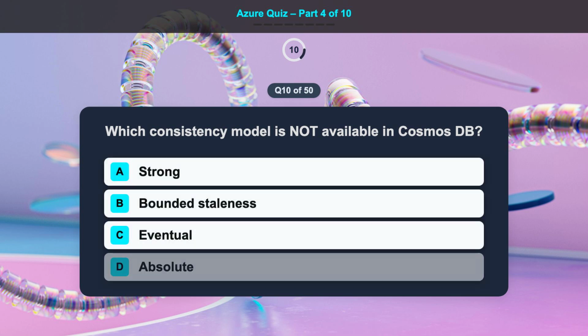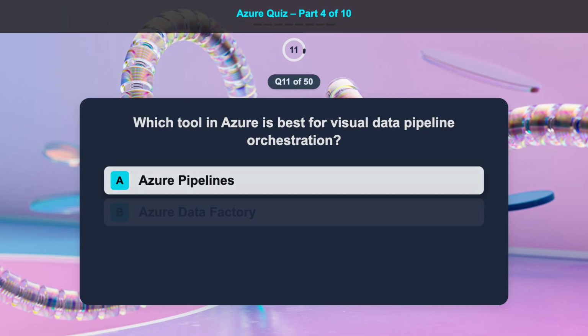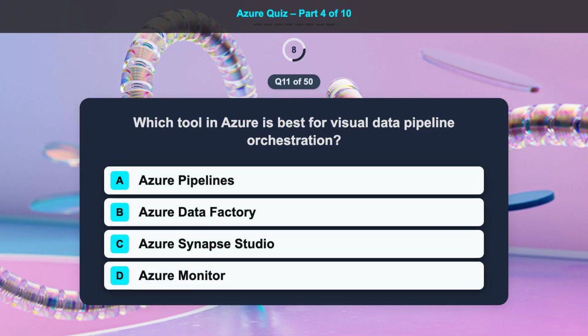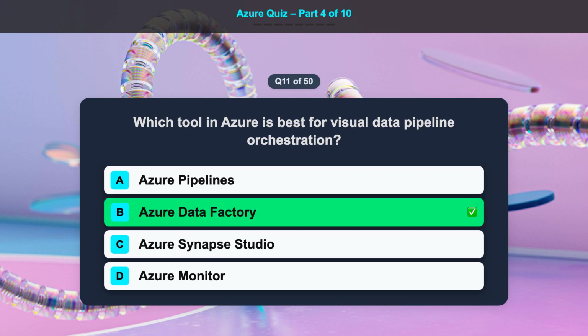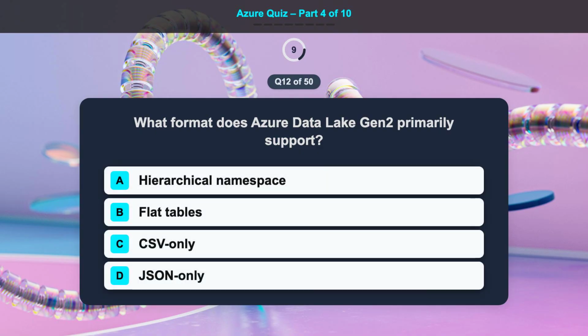Question 10. Which consistency model is not available in Cosmos DB? Question 11. Which tool in Azure is best for visual data pipeline orchestration? Question 12. What format does Azure Data Lake Gen 2 primarily support?